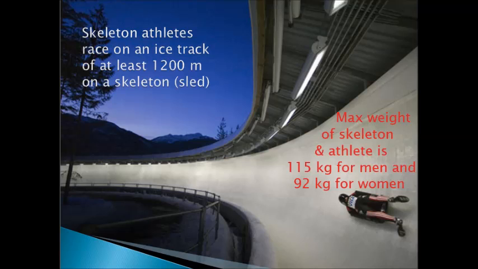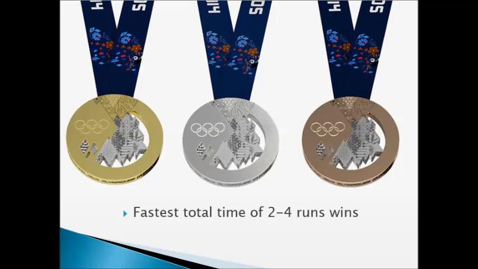The combined weight of the athlete and the sled isn't allowed to exceed 115 kilograms for men and 92 kilograms for women, which works out to 254 pounds and 203 pounds respectively. The athletes complete multiple runs, and the fastest total time is the winner. Most competitions have 2 runs, but the Olympics has 4.